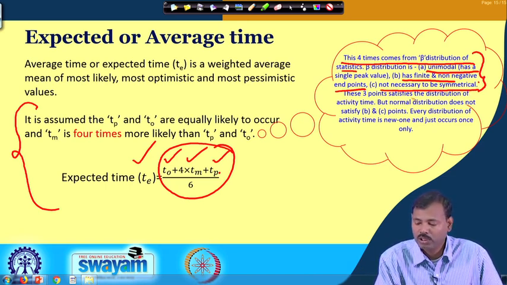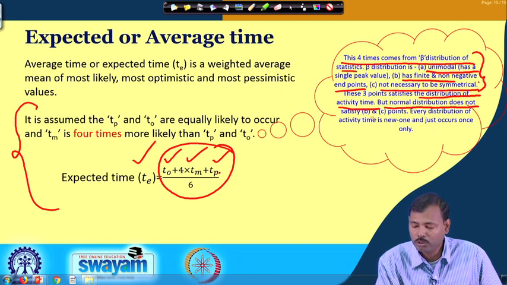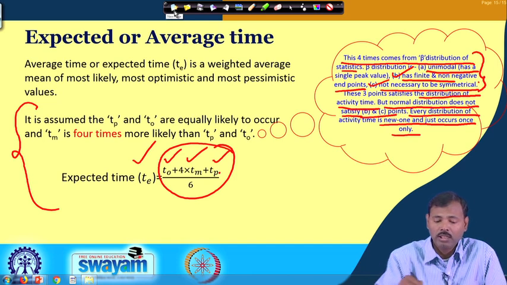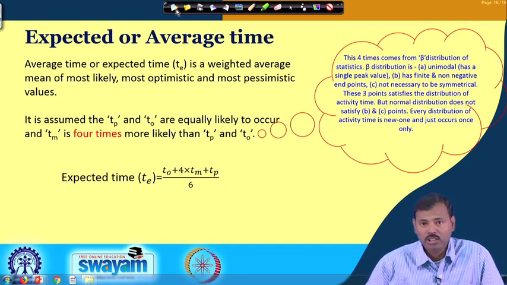These 3 points, statistics, the distribution of activity time, but normal distribution does not satisfy the point B and point C, that is why we opt for the beta distribution. Every distribution of activity time is a new one and just occurs once only. So, these are the conditions which we considered for this weighted average for getting the expected time or the mean time to complete the job.